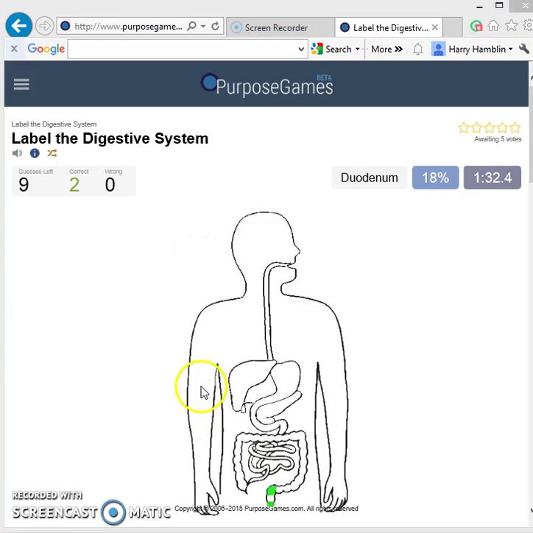The duodenum. The duodenum is the first and shortest segment of the small intestine. It receives partially digested food from the stomach and plays a vital role in the chemical digestion of chyme in preparation for absorption in the small intestine.